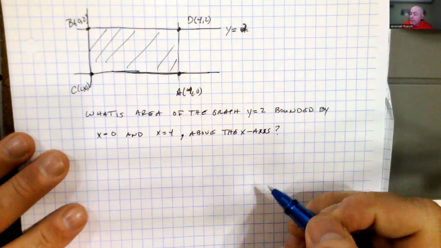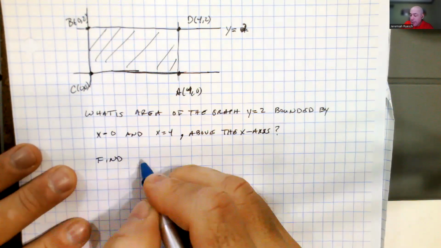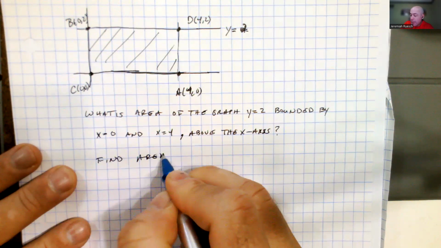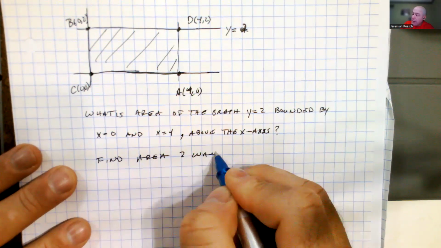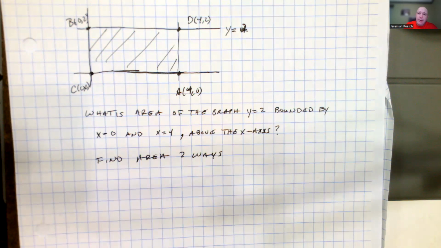Okay, so find it two different ways. Meaning, find the area using a geometric relationship, and then find the area using the sums approach with the rectangles, right? I hope that was helpful, and I'll see you in the next video.